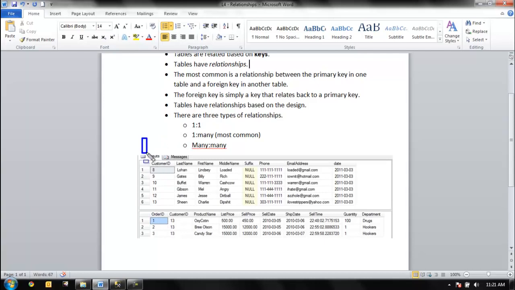So here, in our table, this is our customers table. Here is our primary key, and it is numeric. Customer ID, primary key, numeric. Down here, do you notice anything? How about Charlie? Number 13, number 13.